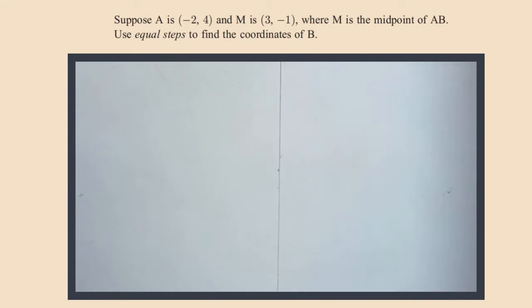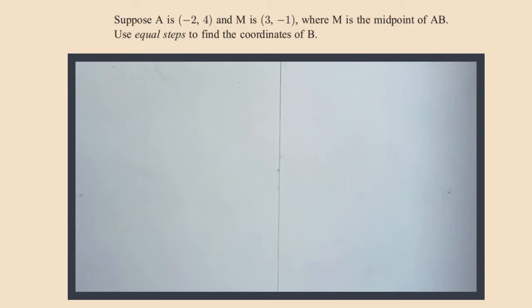Suppose A is the point (-2, 4), and M is the point (3, -1), where M is the midpoint of AB. Use equal steps to find the coordinates of B. When it says use equal steps, it means a pictorial approach or just a logical thinking approach, rather than just plugging into a formula. So just use your spatial awareness and logic.